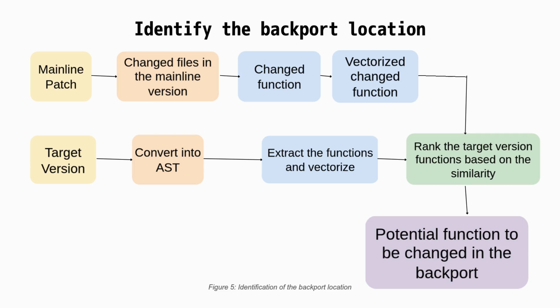To accurately identify the backport location, we first take the mainline patch and extract the functions that were changed. These functions are then vectorized. Next, we parse the target version source code, extract all of its functions, and vectorize them as well. By comparing the vectors of the changed mainline functions with all the functions in the target version, we can rank them by similarity. The highest ranked function is identified as the correct target for the backport.